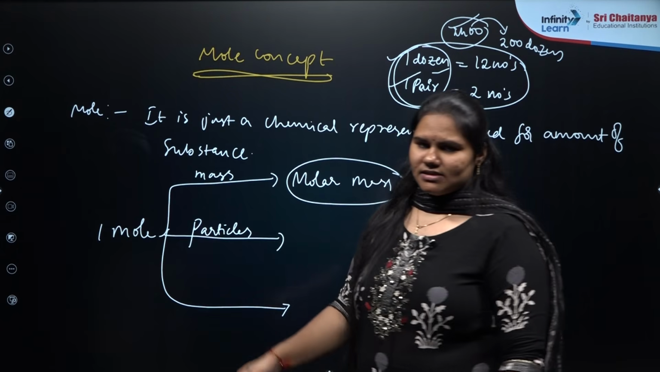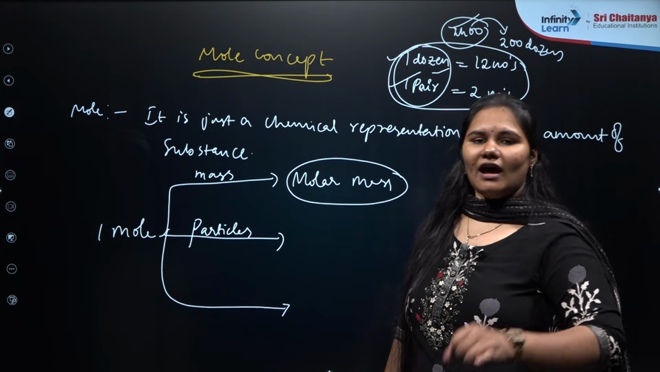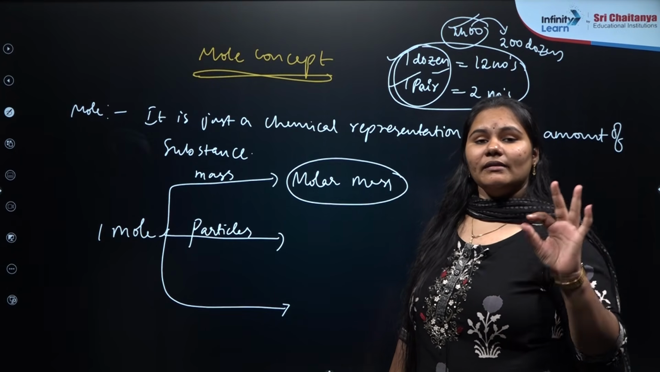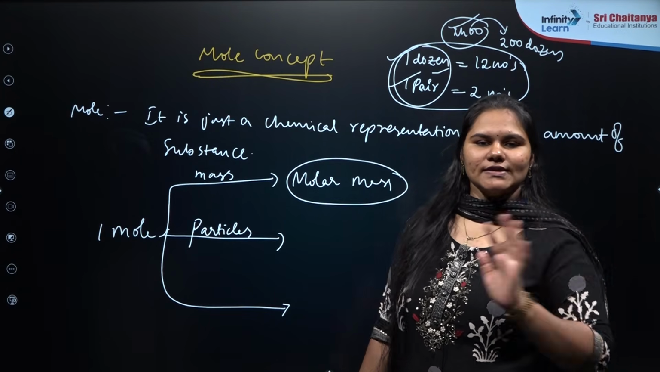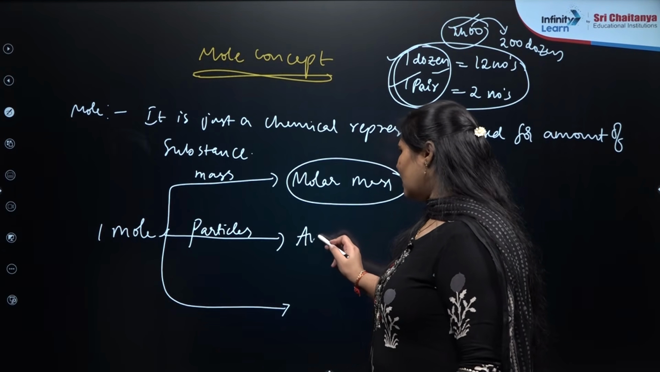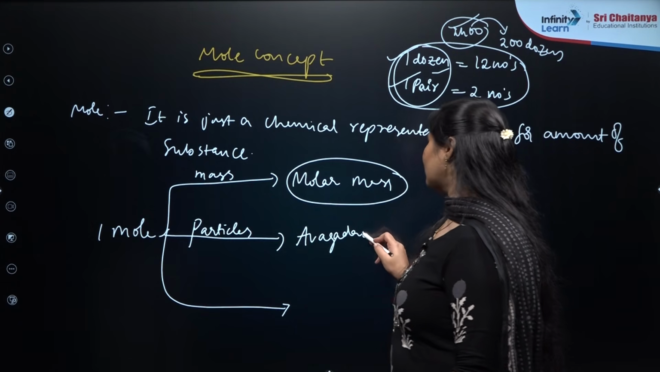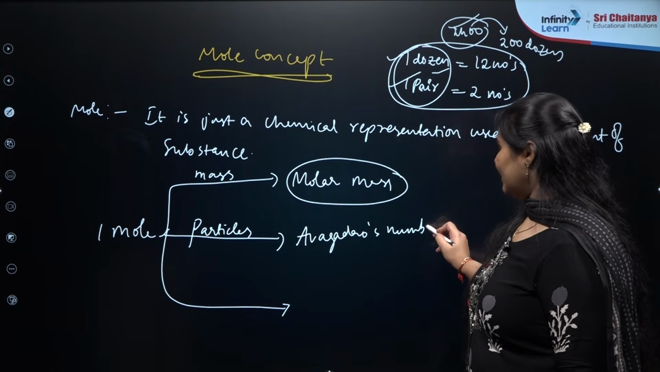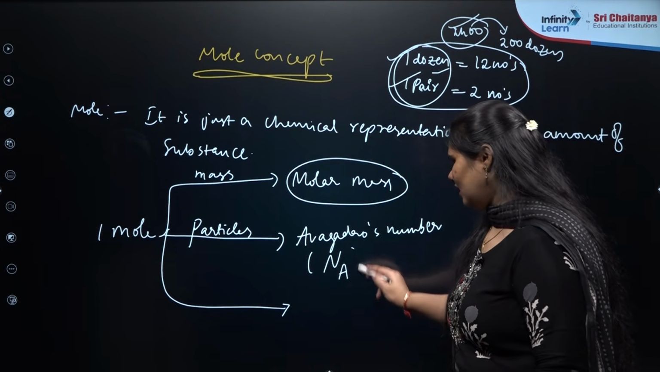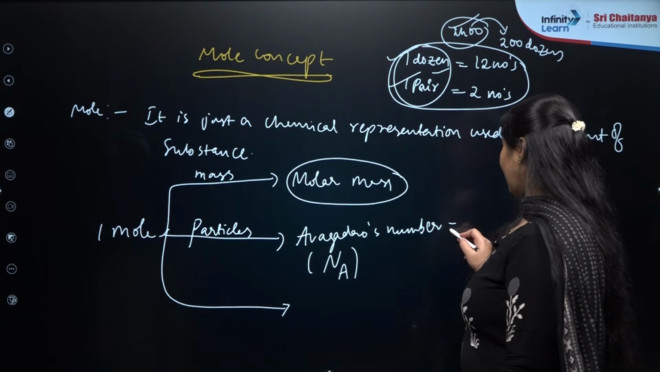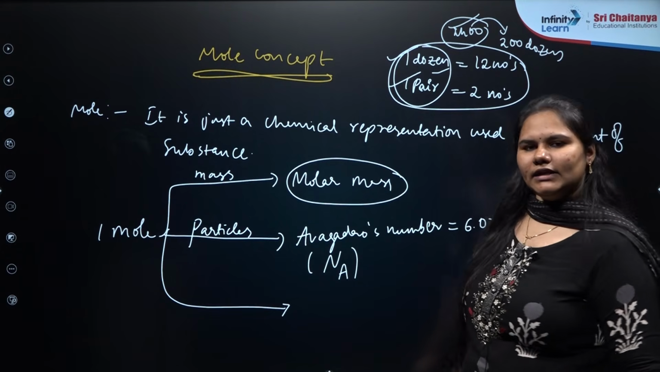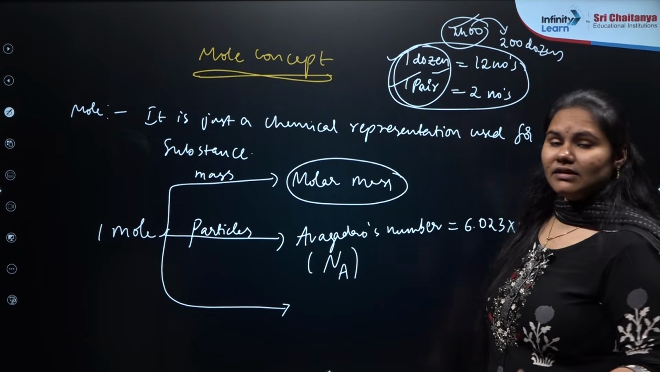Now, one mole value in terms of particles. What do you mean by particles? Particles can be atoms, molecules, or ions, or electrons, protons, neutrons also. Particles means anything. So it is only called Avogadro's number. You should not directly say one mole is always Avogadro's number. In terms of particles, it is Avogadro's number, which has the symbol NA, both capital. What is its value? This is nothing but 6.023 into 10 power 23.